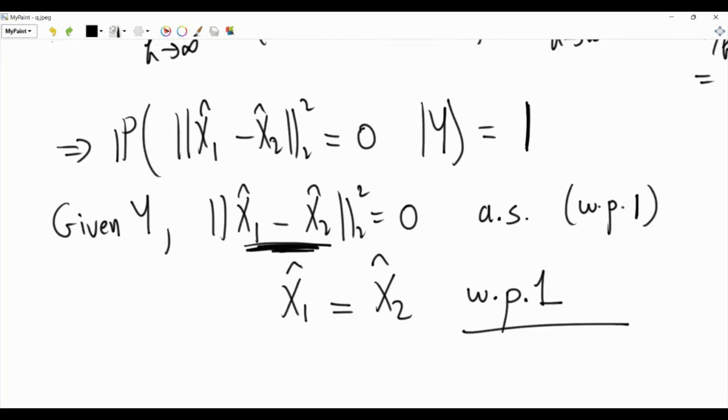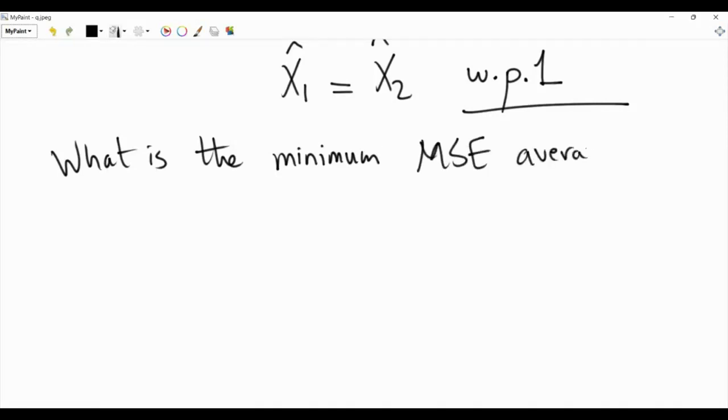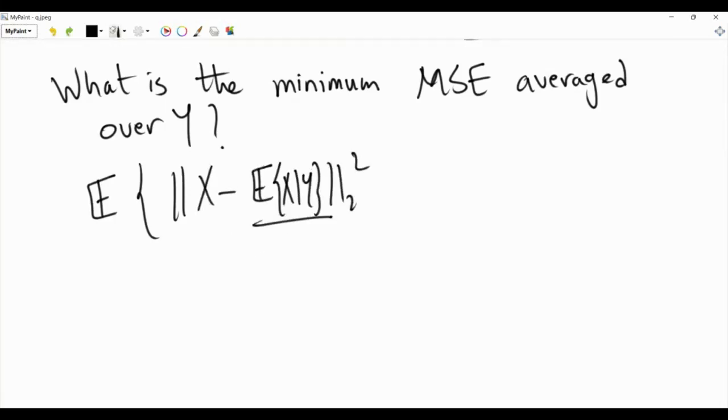So this is the question of uniqueness. The last thing: what is the minimum mean squared error averaged over y, the vector of observations? Well, this will be the expectation of the L2 norm squared of x minus the expectation of x given y. We know that this vector, the conditional expectation of x given y, is the minimizer of the mean squared error.